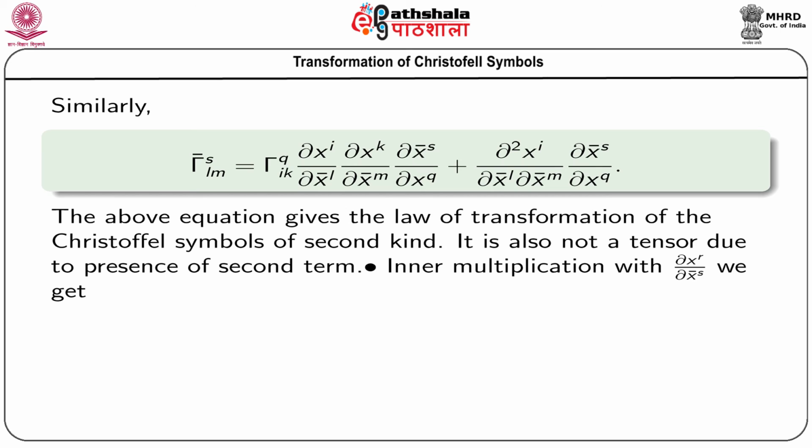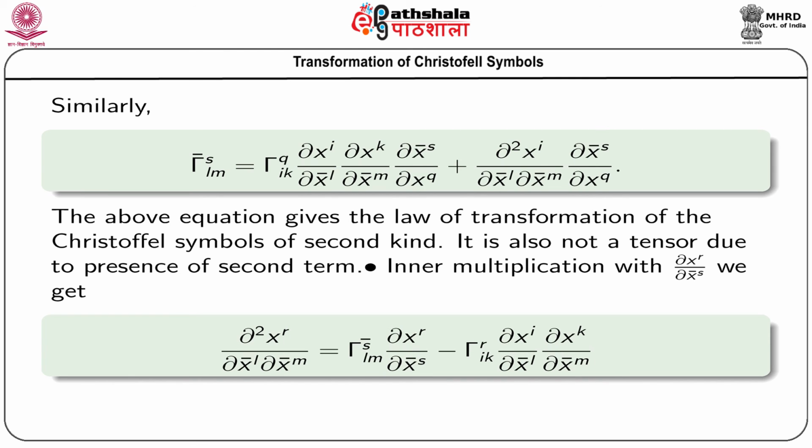Now, inner multiplication with del x r del x bar s from both sides, we get del 2 x r by del x bar l del x bar m equals gamma bar S Lm del x r del x bar s minus gamma r I k del x I del x k del x bar l del x bar m.